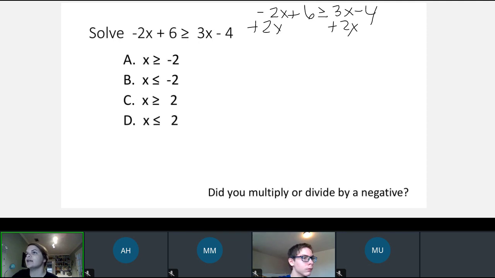I like doing addition more than I like subtracting. So we're going to add 2x to both sides. And when I say both sides, what I mean is this is my inequality sign. Something has to happen on the left side and something on the right. So I don't want to add 2x twice on the same side.